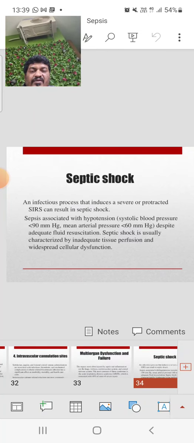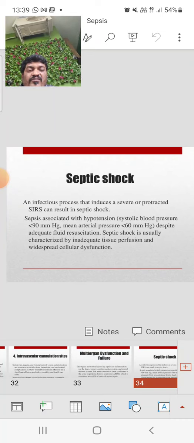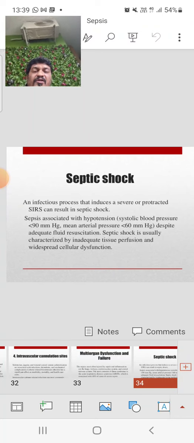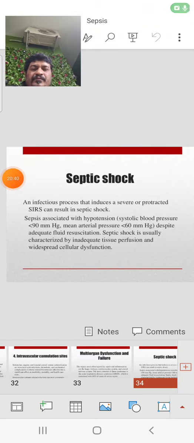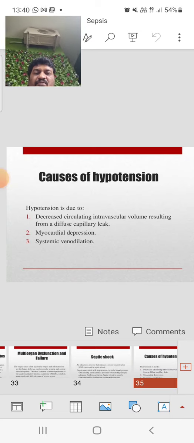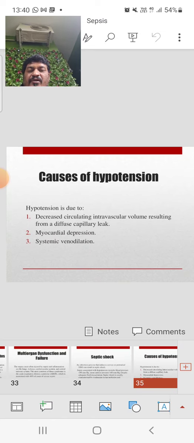Septic shock: an infectious process that induces a severe or protracted SIRS can result in septic shock. Sepsis is associated with hypotension, systolic blood pressure less than 90 mmHg, mean arterial pressure less than 60 mmHg, despite adequate fluid resuscitation. Septic shock is usually characterized by inadequate tissue perfusion and widespread organ dysfunction. Hypotension is due to decreased circulating intravascular volume resulting from a diffuse capillary leak, myocardial depression, and systemic venodilatation.